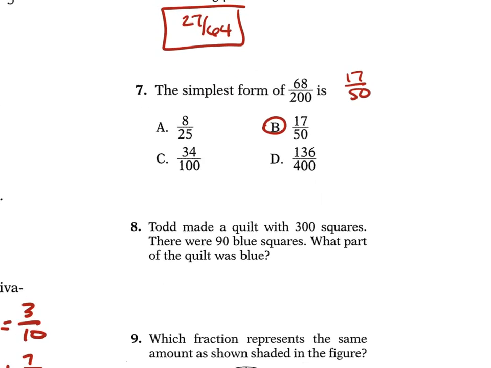8 says that Todd made a quilt with 300 squares. There were 90 blue squares. What part of the quilt was blue? So that's 90 over 300. We can get rid of that 0 in both, so it's 9 over 30. They're both divisible by 3, so that's 3 over 10.